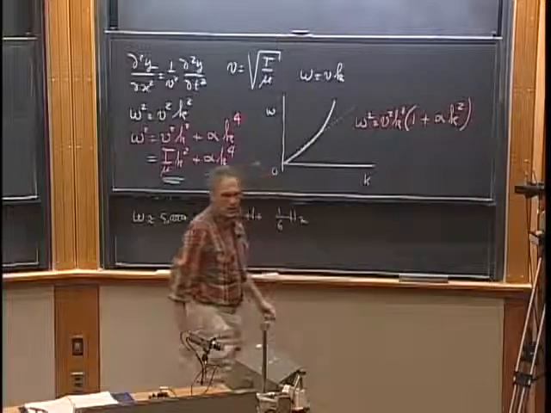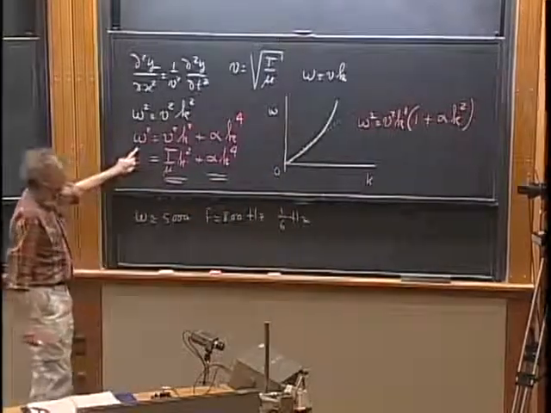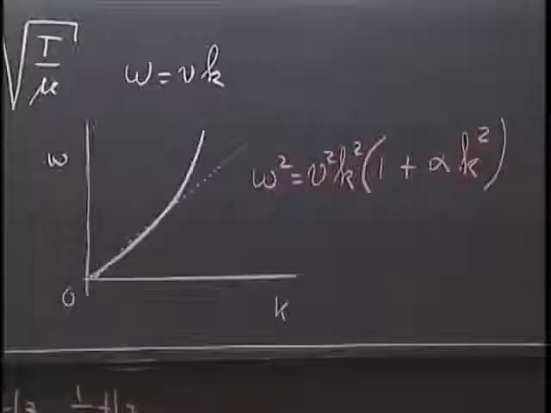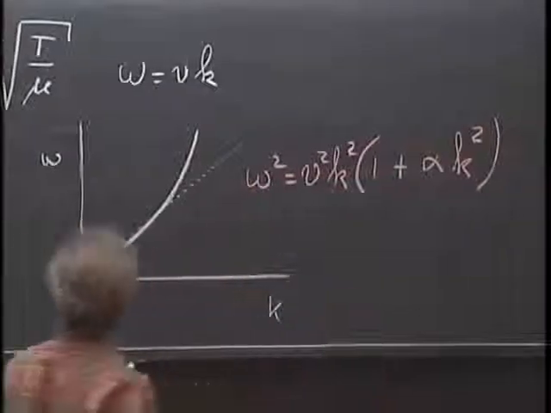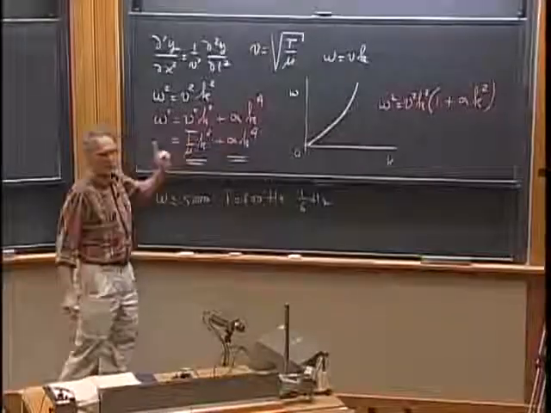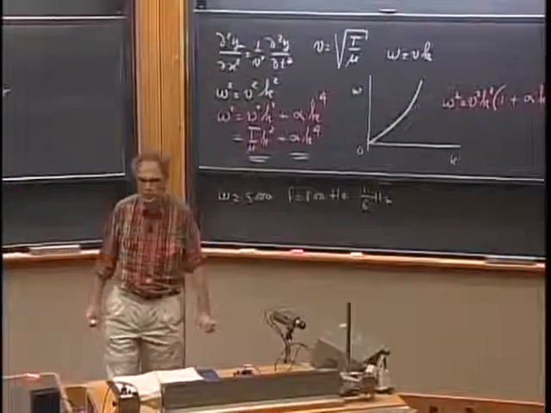And if you're not careful, you may think that it is the same as this. But it's not. It's very different. The difference is that this term here has a v squared in it, and this term here does not have this v squared. So totally different dispersion relationship.